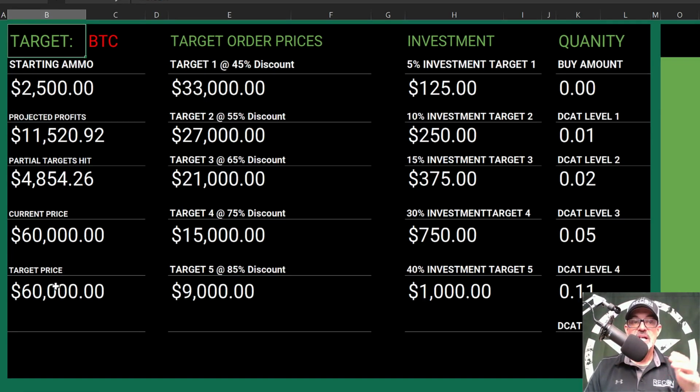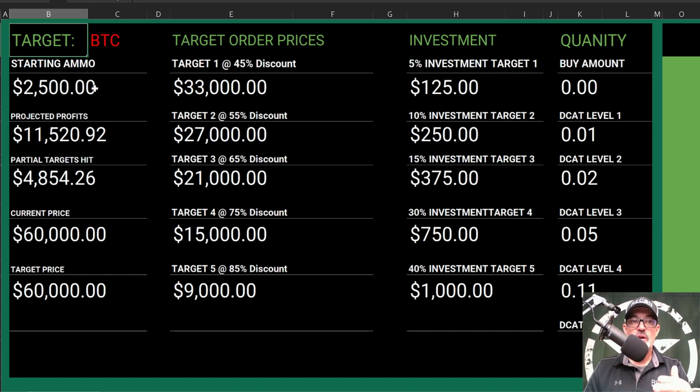Now, my target price is also $60,000 because I am willing to hold these positions long term, and I anticipate it might be a year or two from now, Bitcoin getting back to its all-time high, and so I would like to start taking profit on some of these positions I'm picking up when we get back around that $60,000 level.